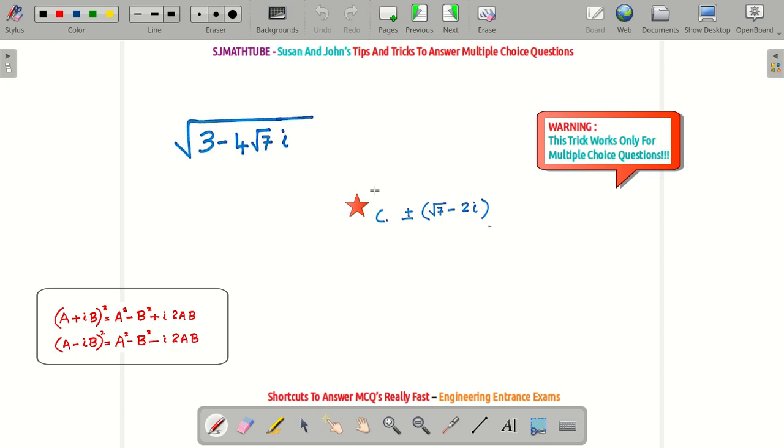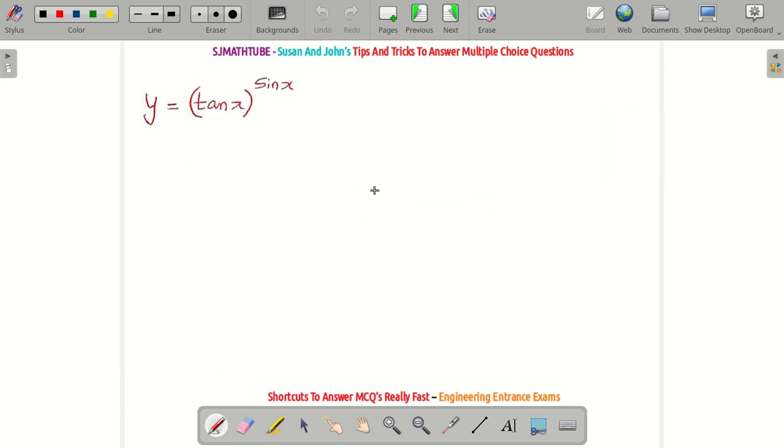So let's move ahead and check out one more tip. And the next trick is related to differentiation. Most of you have seen this question in calculus, mostly in class 12th. Whenever you have the form variable to the power variable, you'll be forced to take logarithm and then convert the given question into implicit and differentiate. So I'll show you the long process first.